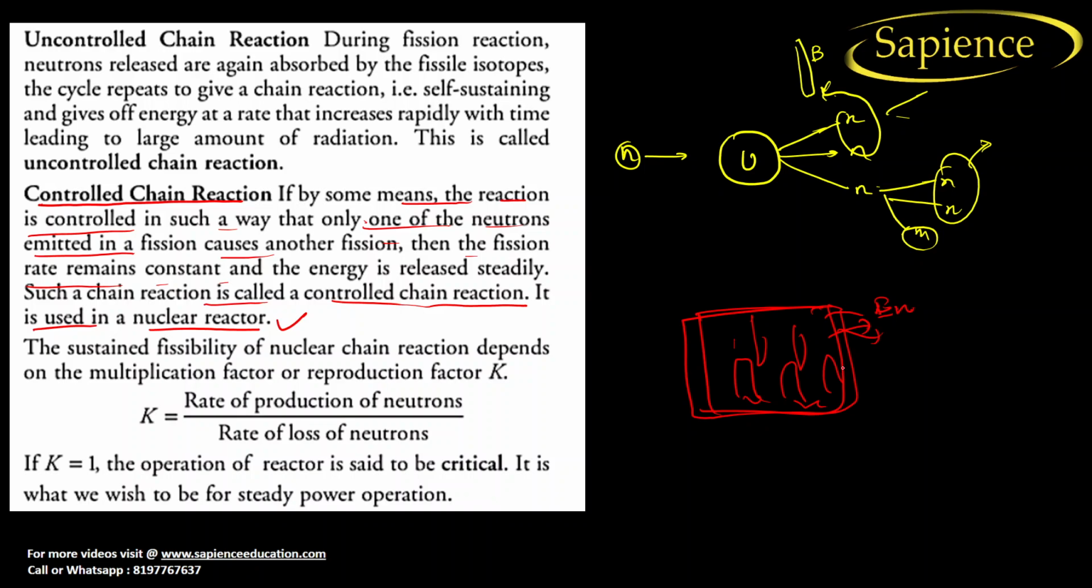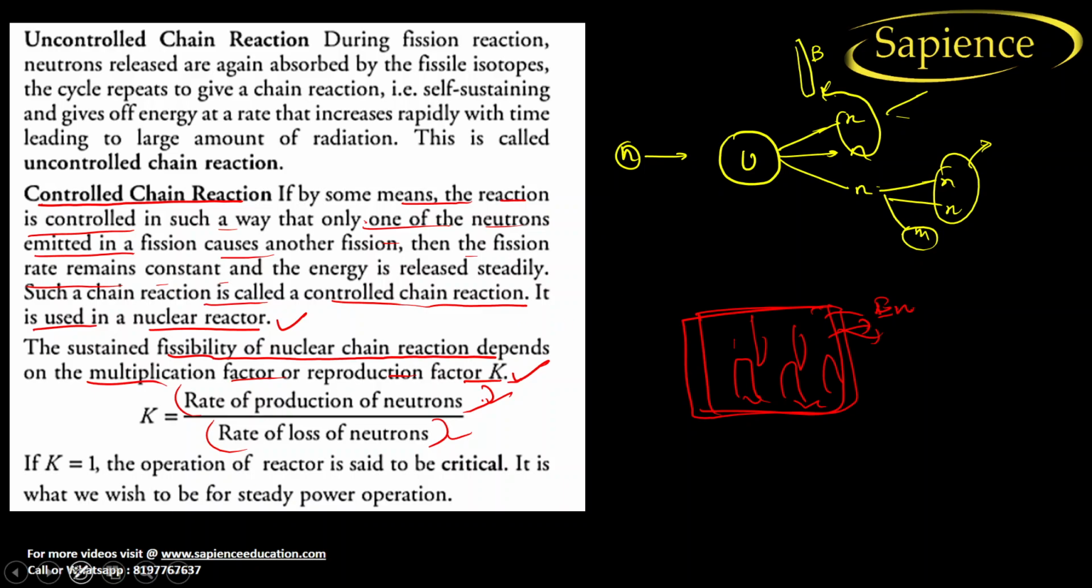So this is the controlled way of utilizing nuclear power, and the feasibility of sustaining the nuclear chain reaction depends on the multiplication factor, or reproduction factor. It is denoted as K. K is equal to the rate of production of neutrons divided by the rate of loss of neutrons. If the rate of production of neutrons is very high and the rate of loss of neutrons is less, what will happen? Ultimately, it will be explosive.